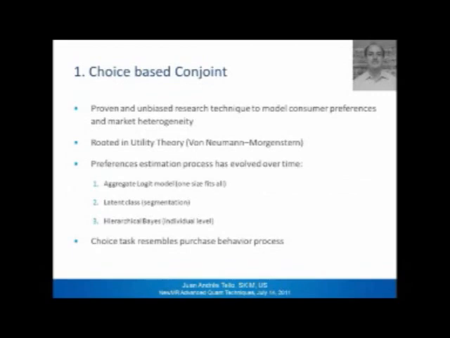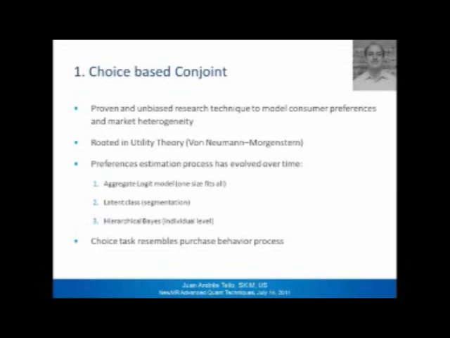I'm going to talk a little bit more about these. The first one is choice-based conjoint. So this is the consumer modeling piece. CBC is a proven and unbiased research technique that we can use to model consumer preferences, and it captures very well the market heterogeneity. CBC is rooted in utility theory that was put forward by von Neumann and Morgenstern a few decades ago.